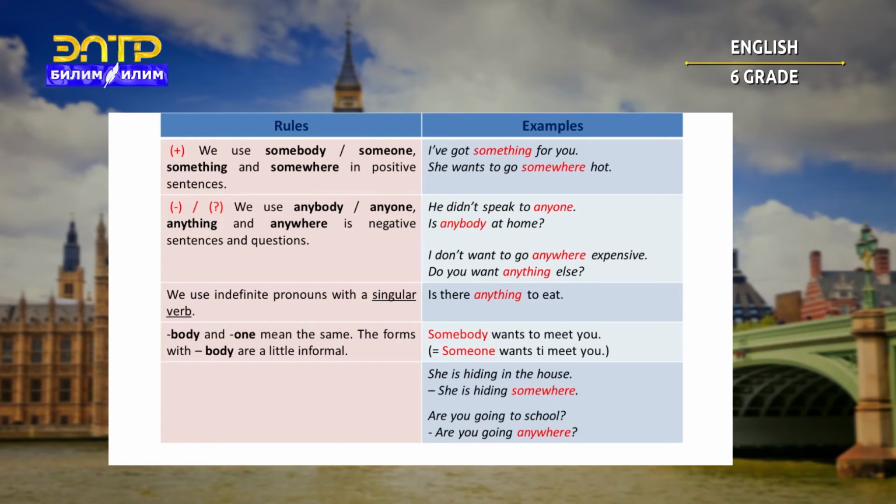And look at the last group of sentences. She is hiding in the house. In the first sentence, we use the preposition in before the place, in the house. Now, if we use an indefinite pronoun, we do not need a preposition. She is hiding somewhere. What about these questions? Are you going to school? We use the preposition to before the place school. If we use an indefinite pronoun, we do not use a preposition. Are you going anywhere? So, there is a rule. We never use a preposition before indefinite pronouns with where.